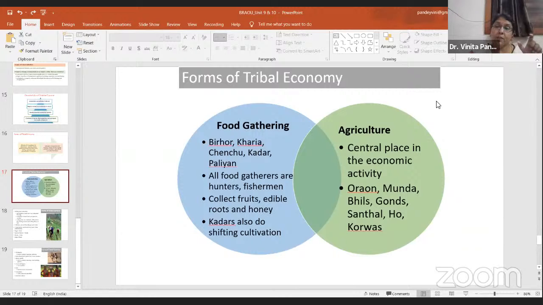So when I'm talking about honey, the basic honey collection is by the tribal community itself. Now, food gathering or hunting, fishing or forest products collection, these are all still in a primitive state. Today, in today's tribal India, July 2021, tribal areas, by and large, are based on agriculture.